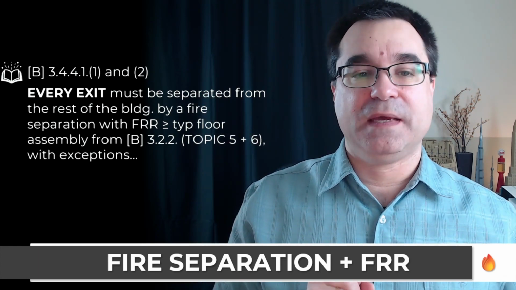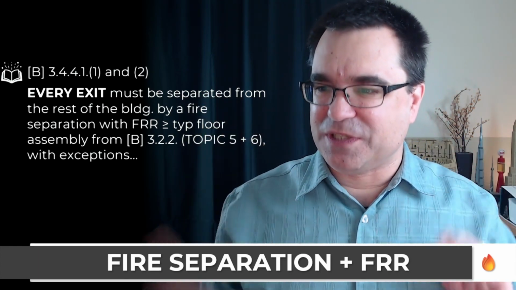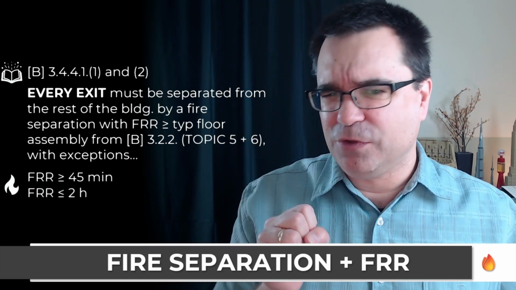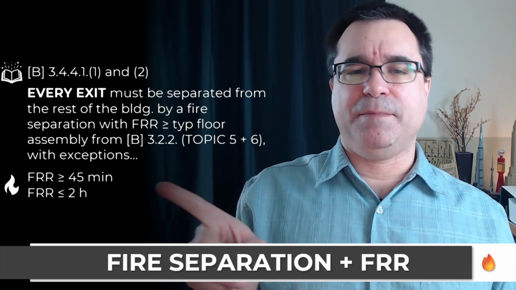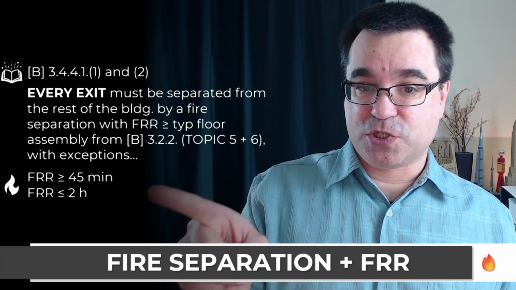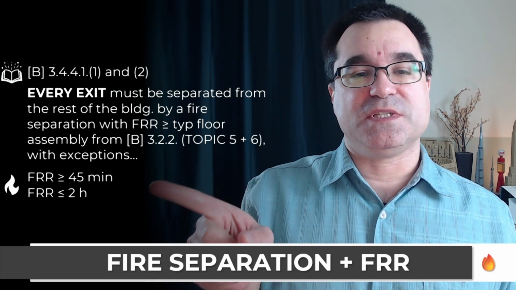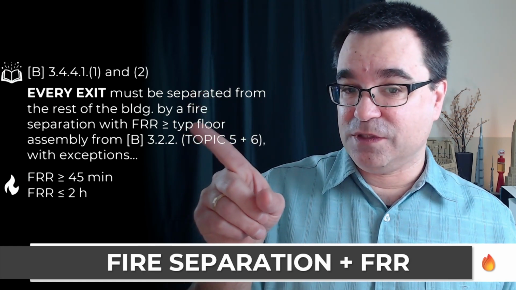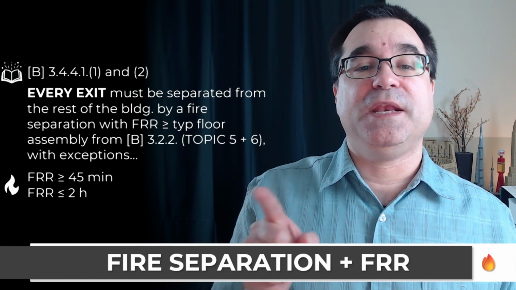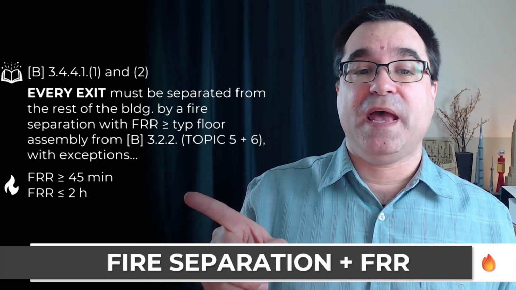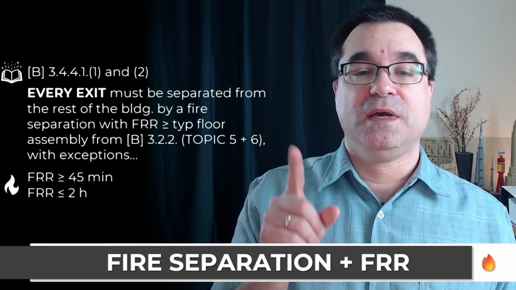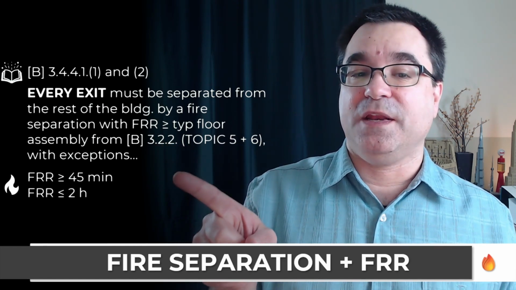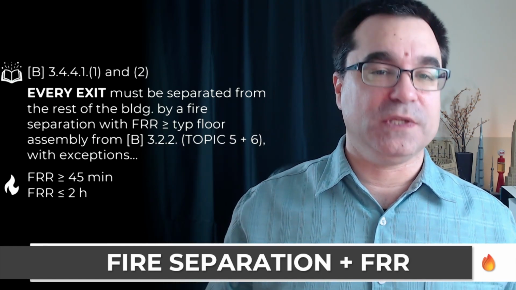Every exit. Now, of course, there are some exceptions, and this is typically for smaller buildings and residential type buildings, okay? So go check them out. But I also want to make you aware of these specific exceptions here, okay? These exceptions say that the fire resistance rating of every exit, depending on this typical floor assembly, cannot be less than 45 minutes and need not be more than 2 hours. So it needs to be the same as the typical floor assembly from 3.2.2, but it cannot be less than 45 minutes and it cannot be more than 2 hours.